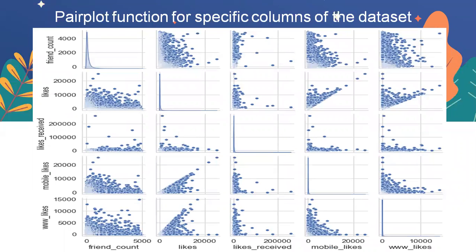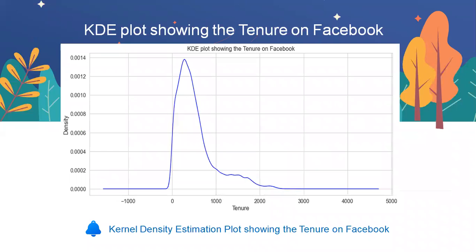The pair plot function is a type of graph which represents different columns on the left side as well as on the right side, that is, on the x-axis as well as on the y-axis. Next is the KDE plot, that is the kernel density estimate plot, which is showing the tenure of people on Facebook.